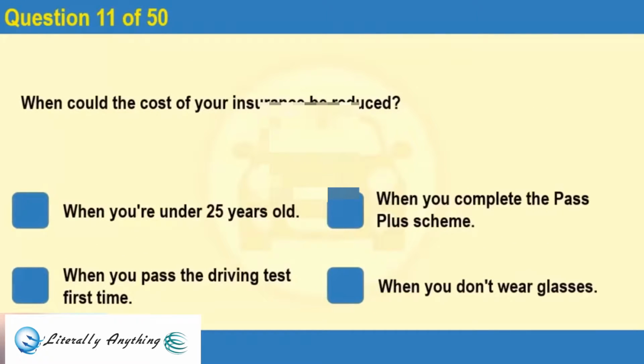When could the cost of your insurance be reduced? 1. When you're under 25 years old. 2. When you complete the Pass Plus scheme. 3. When you pass the driving test first time. 4. When you don't wear glasses.